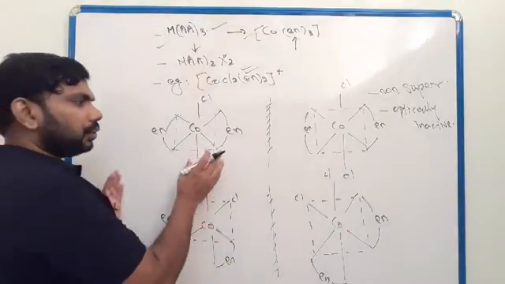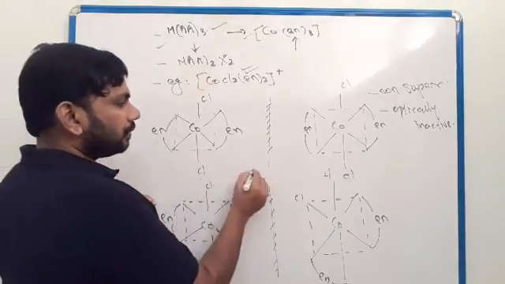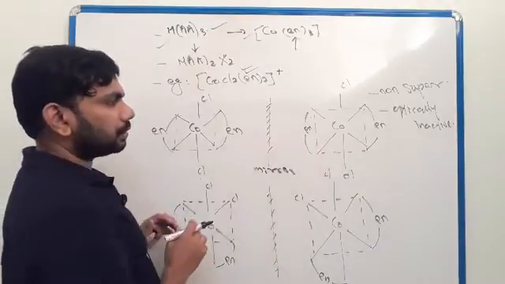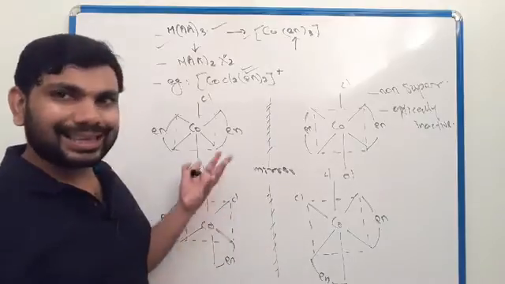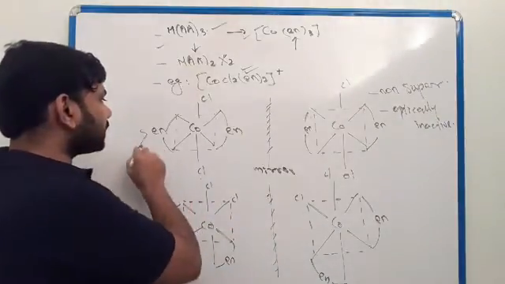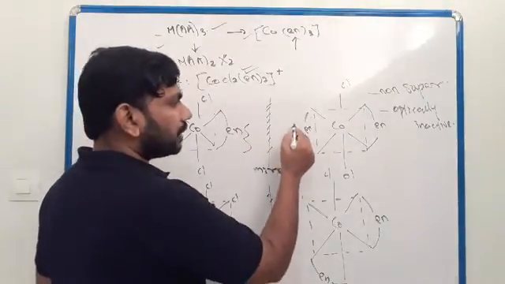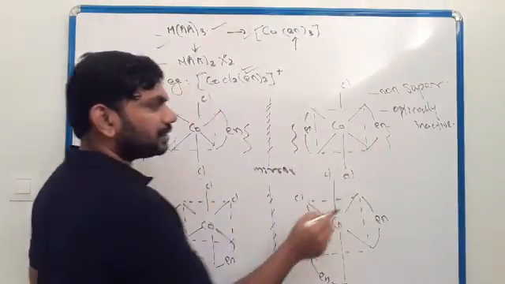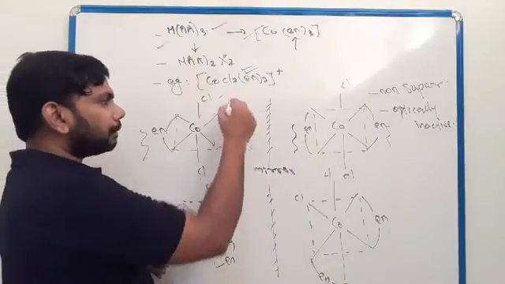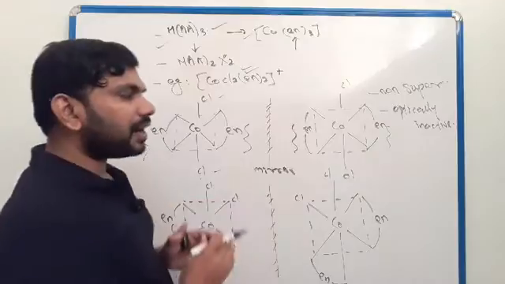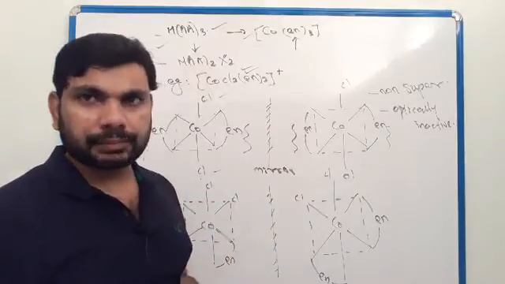Look here, when you observe this in the mirror, this is the mirror image of this one. Can you observe any change here? Here, on the right-hand side, ethylene diamine; here, ethylene diamine. Here also, on the right-hand side and left-hand side, ethylene diamine. Above the plane and below the plane you can see chlorine. So in this type of isomer, there is no change.